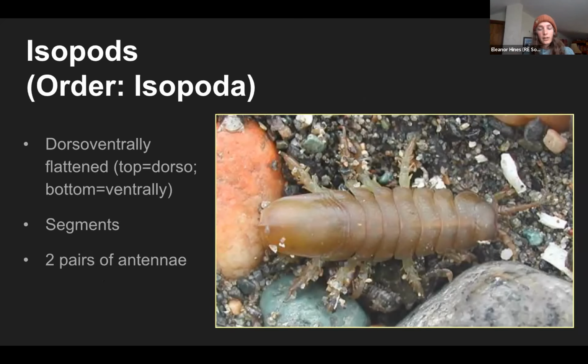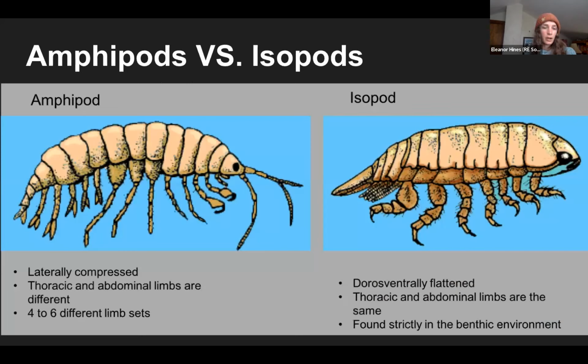So isopods are maybe somewhat similar to amphipods, but these guys are dorsoventrally flattened. So I think of isopods, they start with an I, and if you just squash down that I, that's sort of the direction that these guys are compressed. They do have segments and they do have 2 pairs of antennae. Next slide. So here's just a comparison side by side. Amphipods are laterally compressed, or the A squished in, and isopods are dorsoventrally compressed, or the I squished down. Next slide.